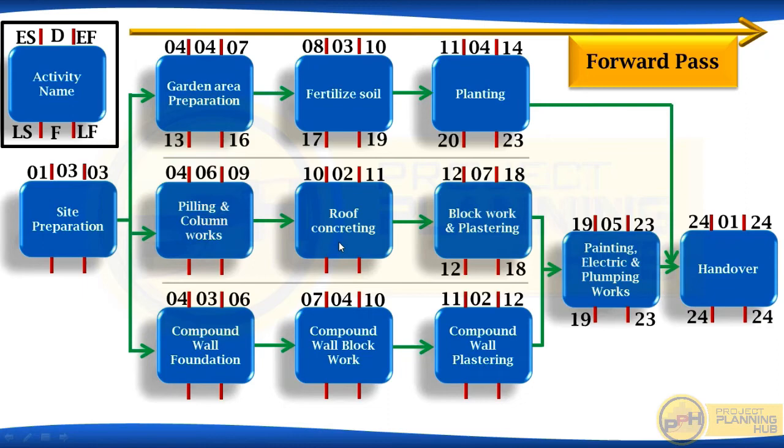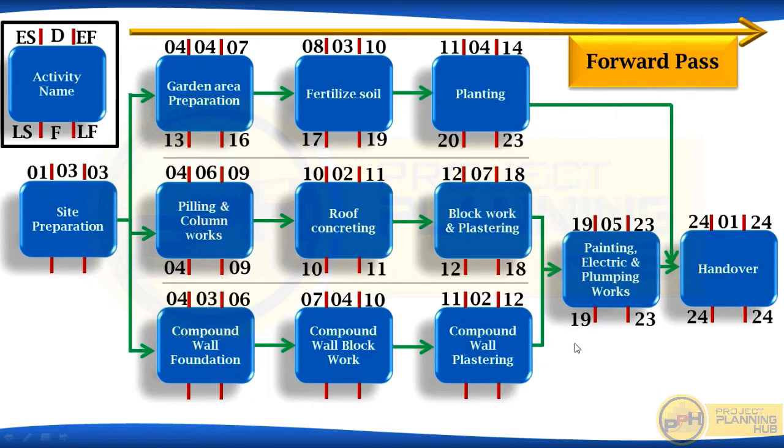Next, roof concreting. What should be the late finish? So here the late start for block work is 12. So the late finish here is 11. It's finishing on 11, so it should start on 10 because duration is 2 days. Next, piling and column works. Late finish here is 9 because roof concreting is starting on 10th. Now, the late start for piling column works is 4 because duration is 6.